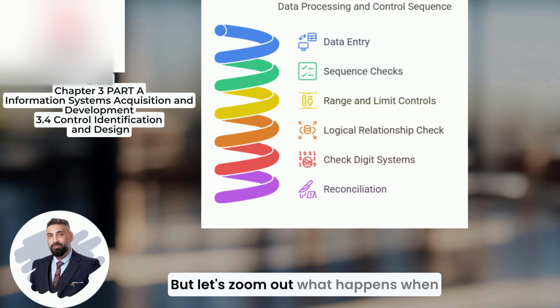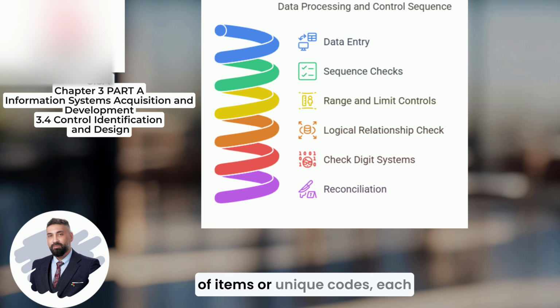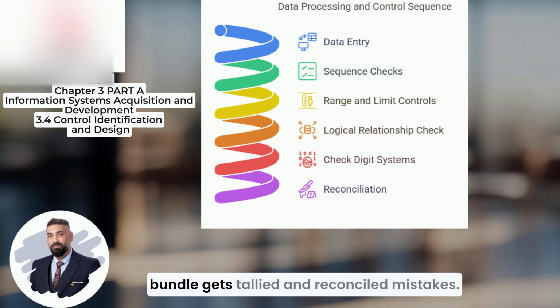But let's zoom out. What happens when you're not just managing a single input, but a whole group of transactions? Enter batch controls, where data is bundled like parcels on a conveyor belt, ensuring each batch is counted and balanced before moving forward. Whether it's monetary totals, the number of items, or unique codes, each bundle gets tallied and reconciled. Mistakes? They're rejected, marked for review, and corrected without holding up the rest of the process.